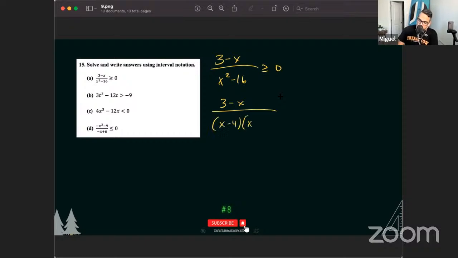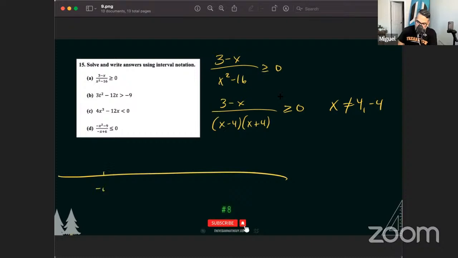Because we know those values cannot exist. If you notice, hopefully you can see right away that this factors the bottom into x minus 4 times x plus 4. So now we know that x cannot equal 4 or -4, because it will make this entire function undefined. So these are points of discontinuities. When I have a number line, I'm going to have -4 and 4. Those are going to be points of discontinuities, so I'm just going to have little open circles in there.